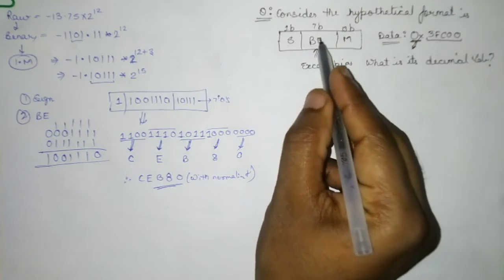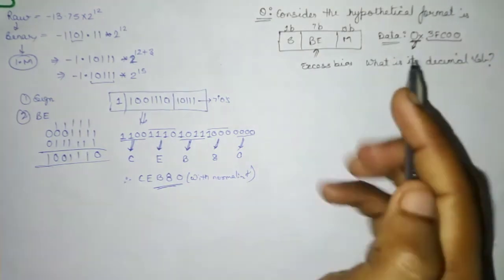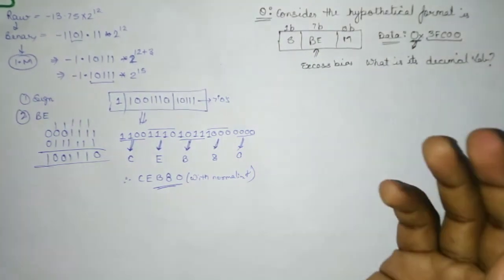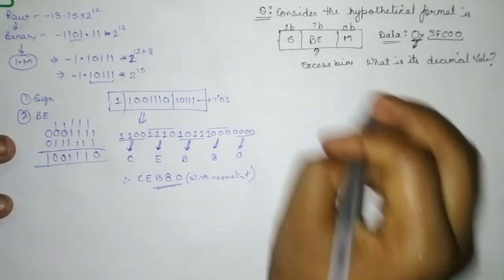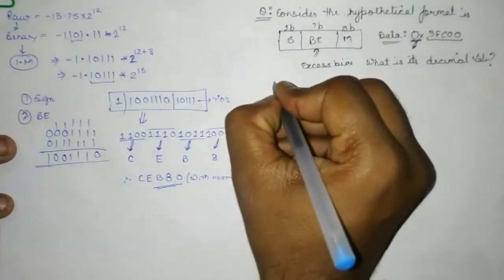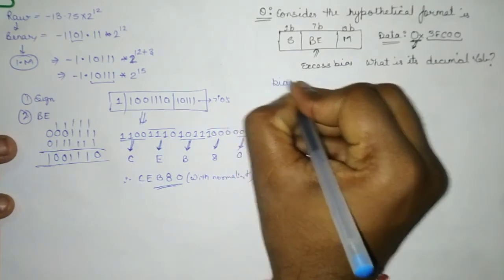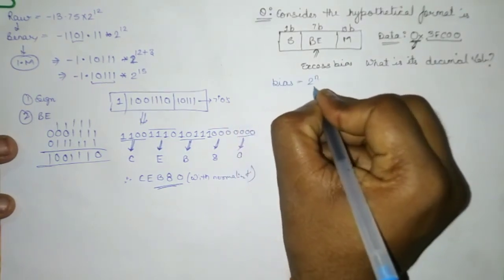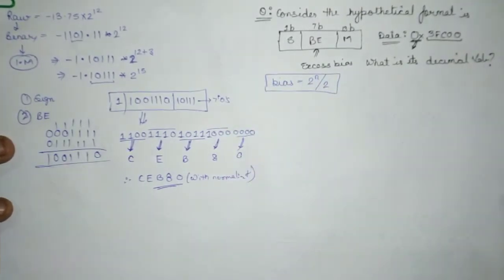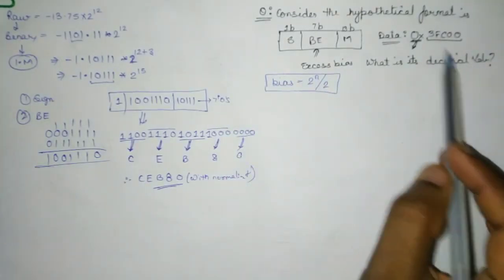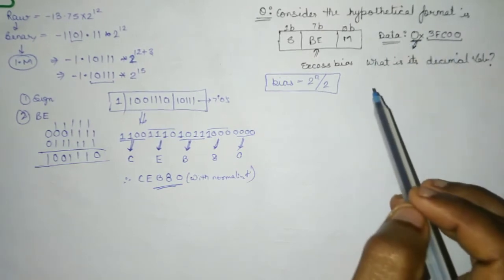And here it is given that this particular floating point data format is designed using the excess bias. So we know that if we have excess bias, then the bias will be equal to 2 to the power n divided by 2. Only this thing changes, right? And we have to find out the actual decimal value after storing this particular value.